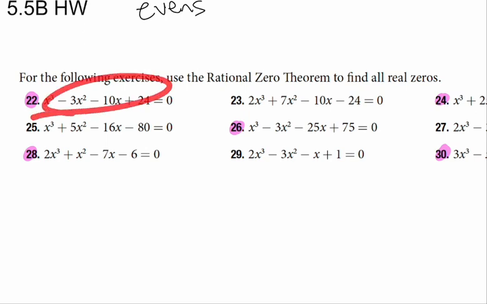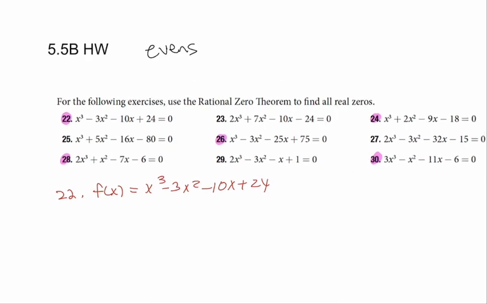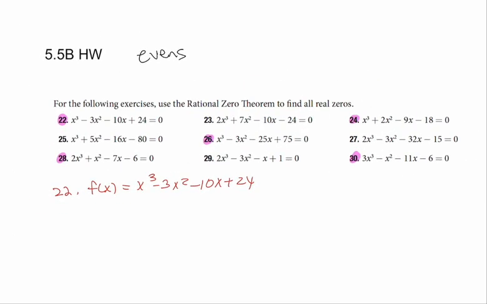So you can write 22 as f of x equals x cubed minus 3x squared minus 10x plus 24. And then you can start plugging things in that go into 24. Always start with 1, negative 1. Then go 2, negative 2. And then just keep going, you can try for that one 3, negative 3, 4, negative 4, 6, negative 6. There's lots of things to try. So you're only doing the evens for those. So you have quite an amount of time right now. So try some of them now, okay? There you go.